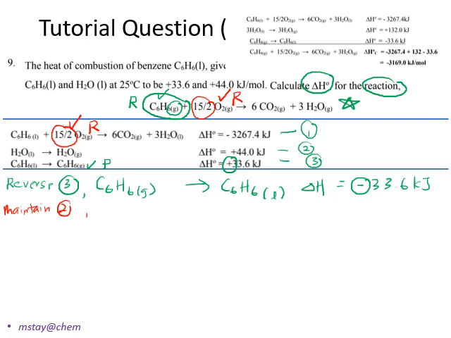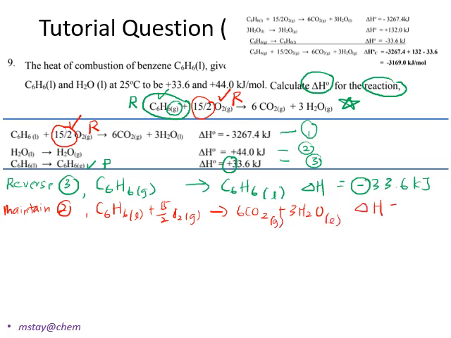So if we maintain thermochemical equation 2, then we just rewrite this thermochemical equation again. 1 mole of liquid benzene reacts with 15/2 mole of oxygen gas, which will produce 6 mole of carbon dioxide and 3 mole of H2O. Sorry, I missed it out. You have to include all the physical states.